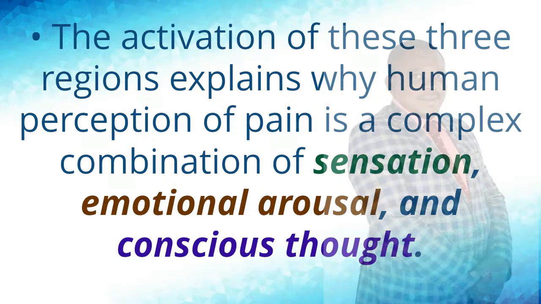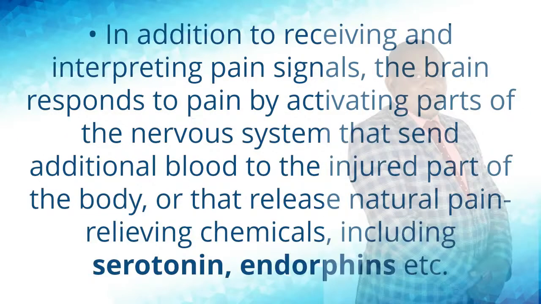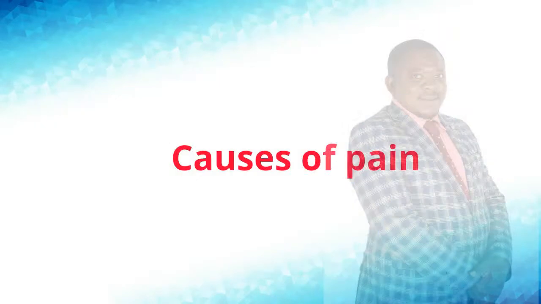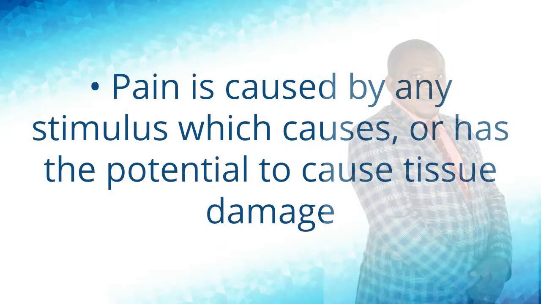and conscious thought. In addition to receiving and interpreting pain signals, the brain responds to pain by activating parts of the nervous system that send additional blood to the injured part of the body or that release natural pain-relieving chemicals, including serotonin, endorphins, etc. Causes of pain. Pain is caused by any stimulus which causes or has the potential to cause tissue damage.